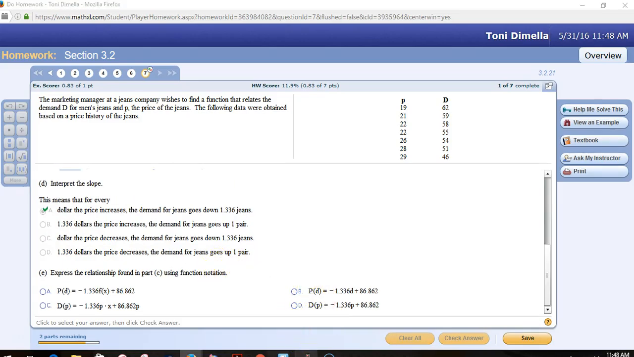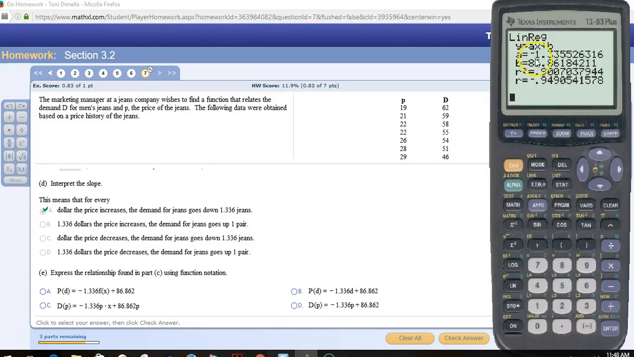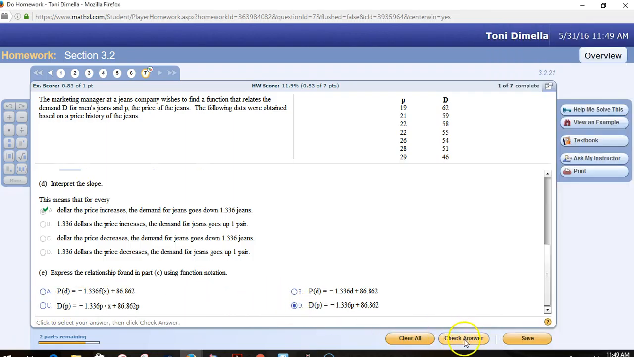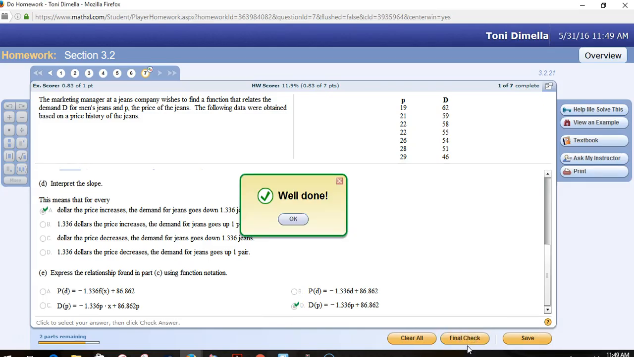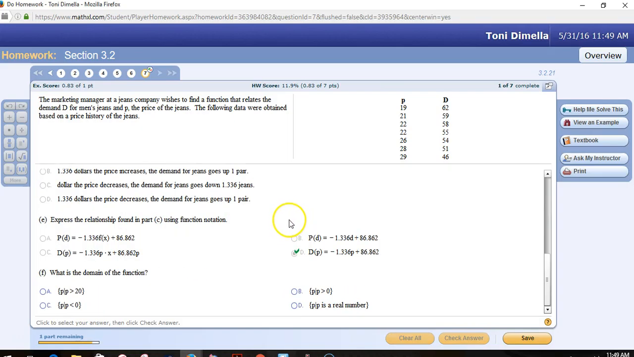The relationship found is the equation when you create the y value. Put it the y, so y equals the negative 1.336x, which is P, and demand is a function of price. There we go. And that's how you generate your line of best fit and your correlation.